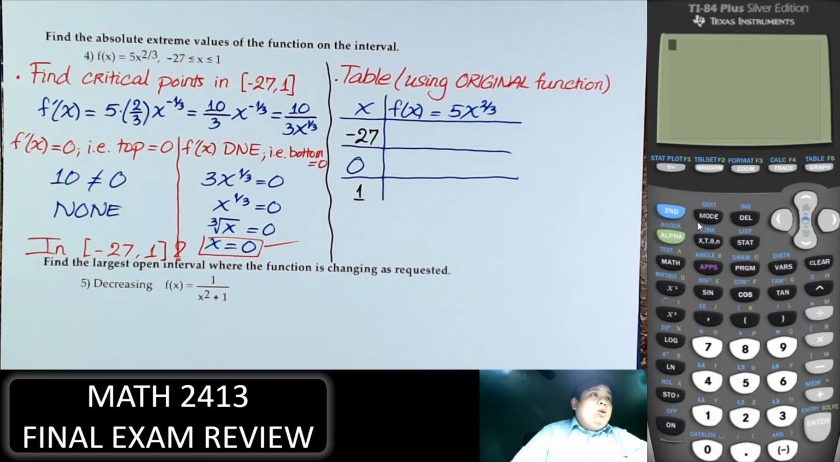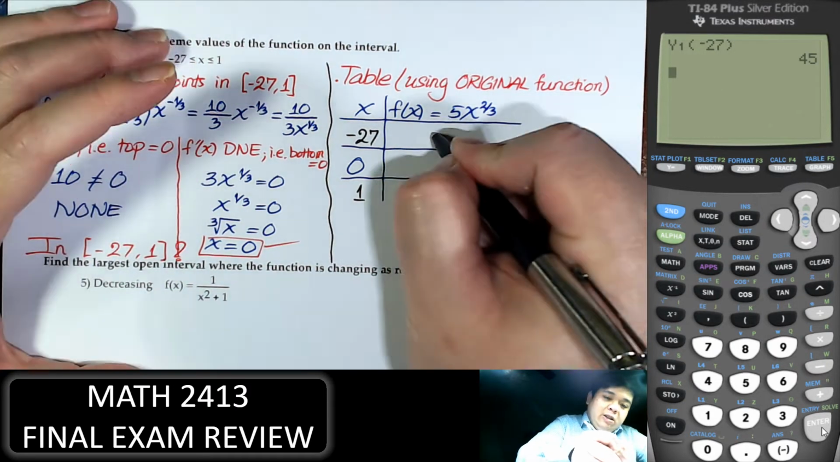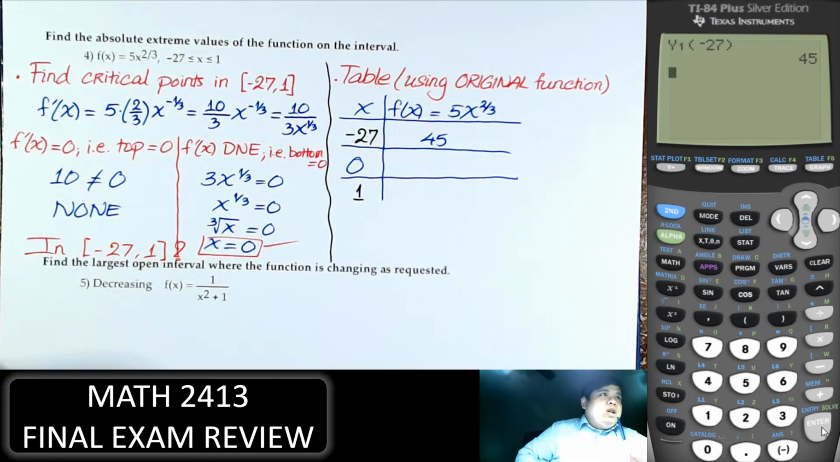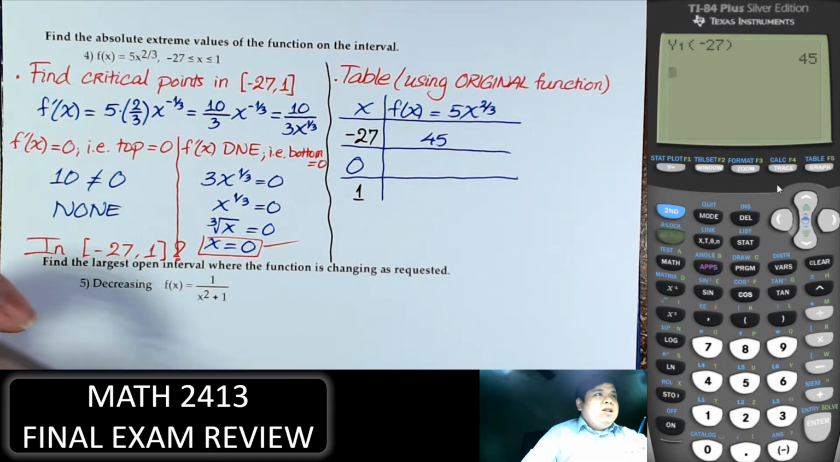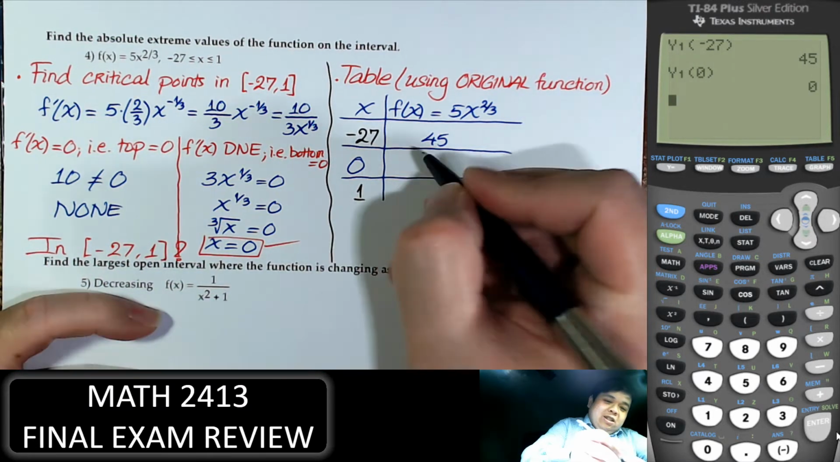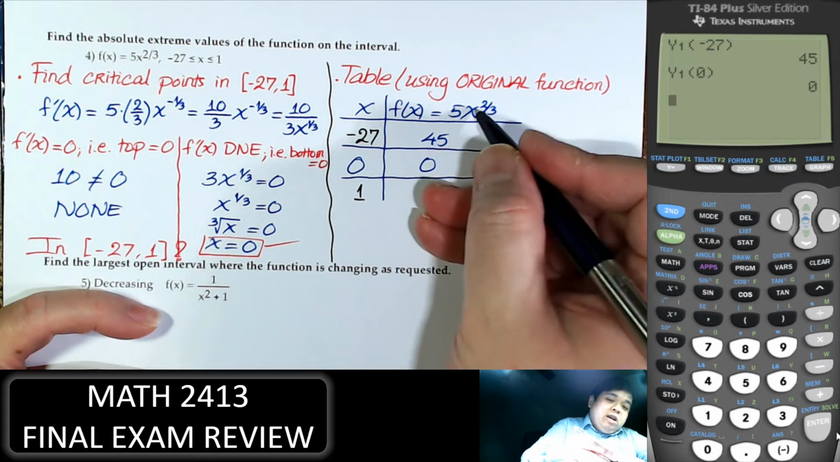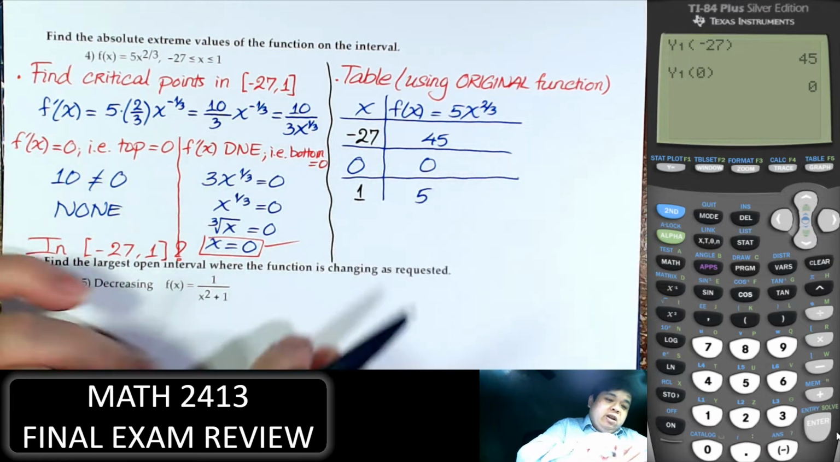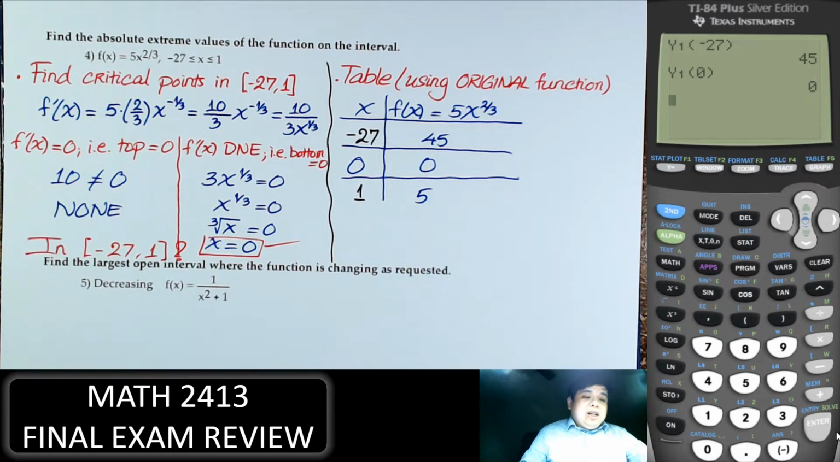Or you can also hit alpha and trace. There's a y1, hit enter. Now we will evaluate at -27. That gives us 45. Of course, when we put in 0, we have 0, but just to confirm it, and put 1 in there, that would be 1, so it will be just 5.